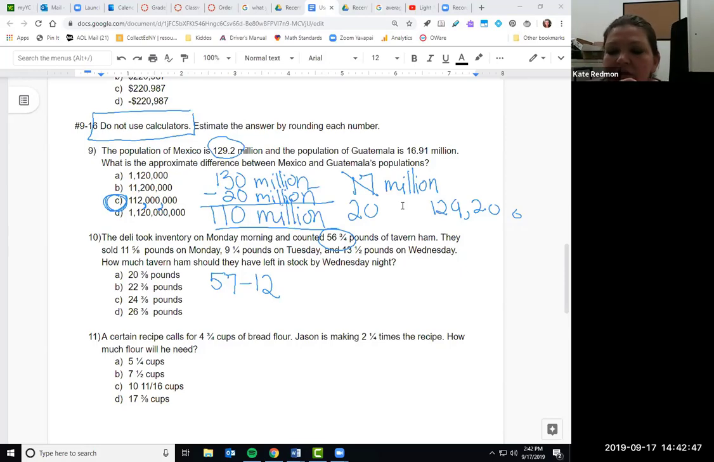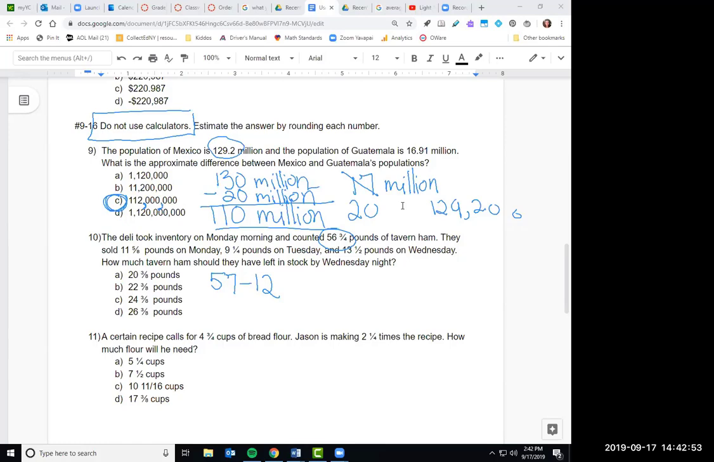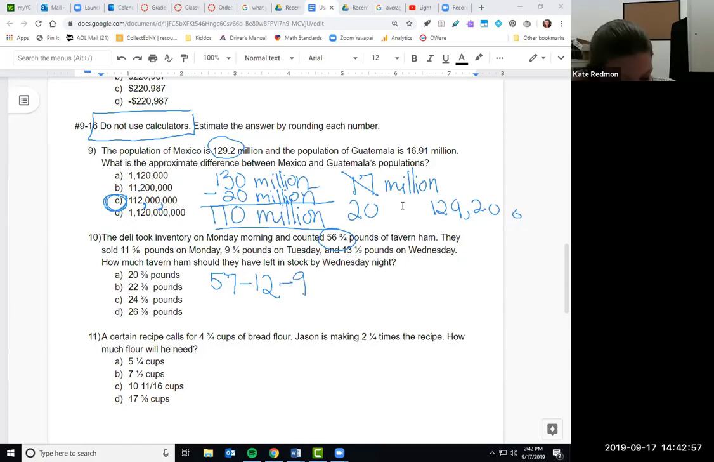And now I sold 9 1/4 pounds on Tuesday. Again, I would ask you, am I closer to 9 pounds or to 10 pounds? 9. So I'll take 9 pounds out. And then I sold 13 1/2 pounds on Wednesday. Now I'm right there in the middle, but usually the rule of rounding is as soon as we get to halfway, we round up. So let's call that 14 pounds. But it wouldn't be that big of a deal if you called that 13 pounds, okay? Because we're halfway at that point. We're right in the middle.